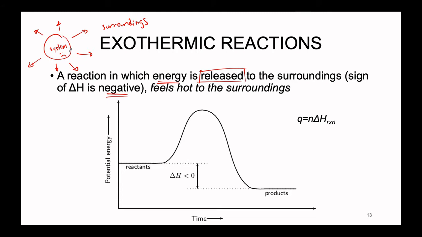Now, a way to keep track of exothermic versus endothermic is how it feels to the surroundings, because we as people count as the surroundings. So how would we observe, or how would we interact with this chemical reaction? Exothermic reactions feel hot.